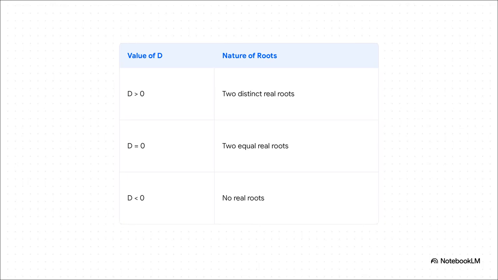So here's what it tells you. If that discriminant number d is positive, you're looking for 2 different real answers. If it's exactly 0, you're going to get just one real answer. And if it's negative, no real roots. You can just stop right there. You know there isn't a real number solution to find. Pretty neat, right?